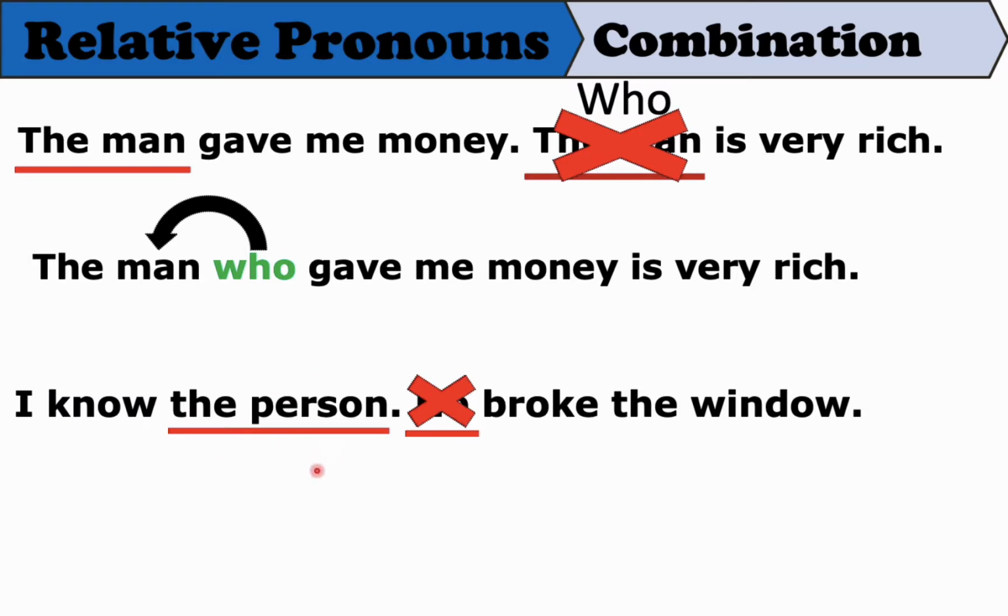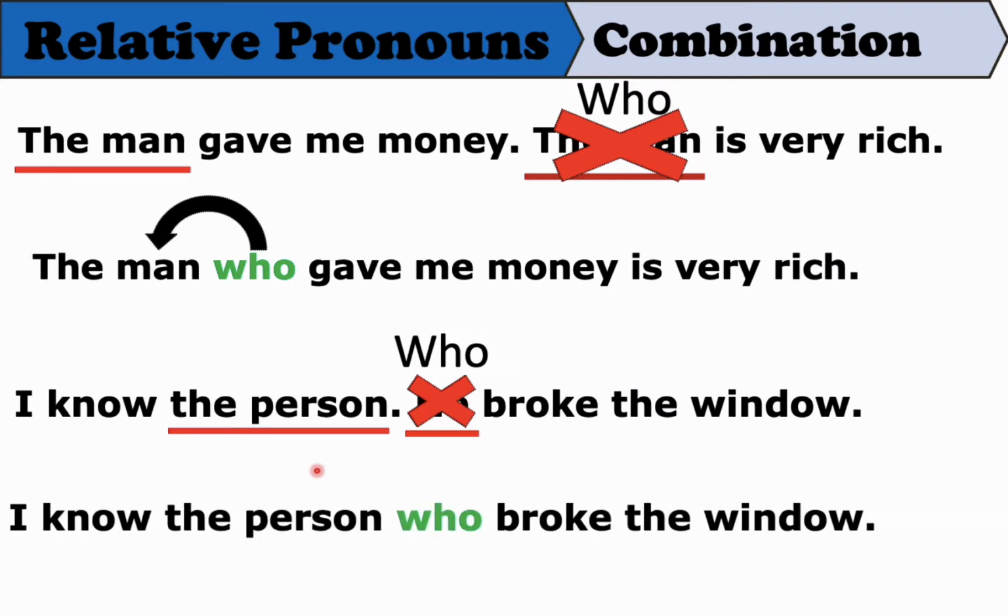Is it a place or what? Yeah, good, it is a person. So what is the relative pronoun of a person? It is who. Very good. So it is who. So what is the answer? So the answer is: I know the person who broke the window.